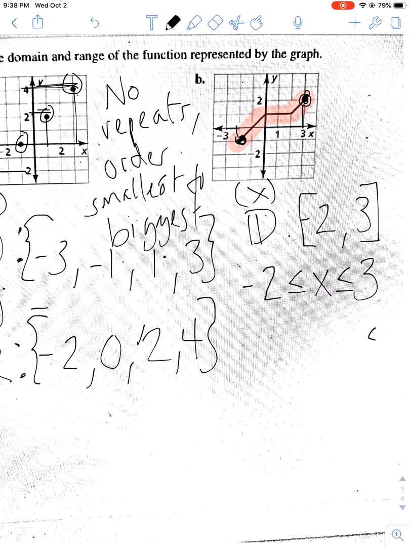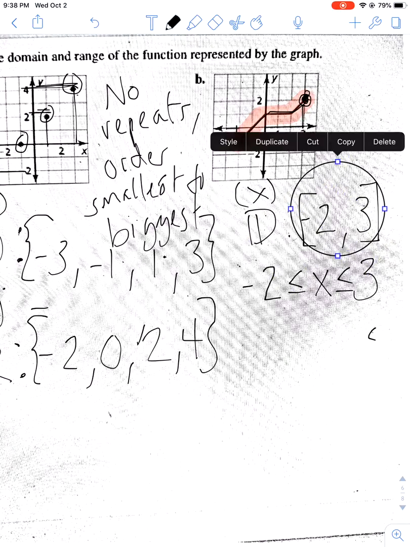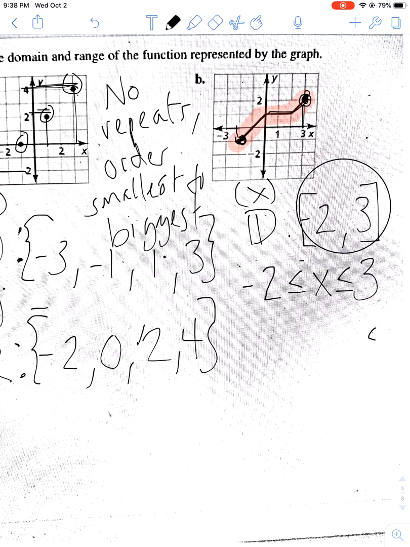Now notice, since this is a graph, a line, I have to either use an interval notation or an inequality. Now let's look at the range. Again, range is your y's. And we want to order it from smallest to biggest. So what's the smallest we go on y? Looks like, oh, right here at y is -1. What's the biggest we go? Looks like about right there at 2.